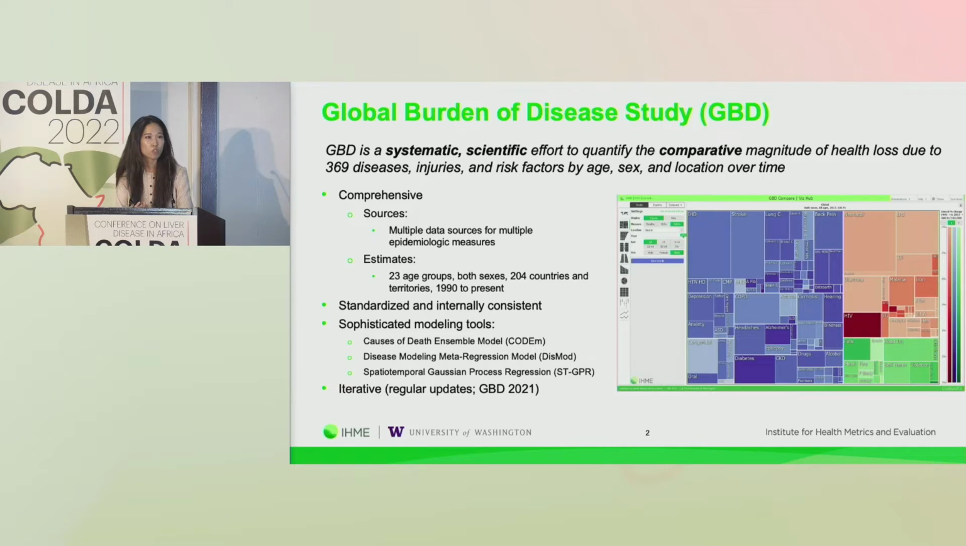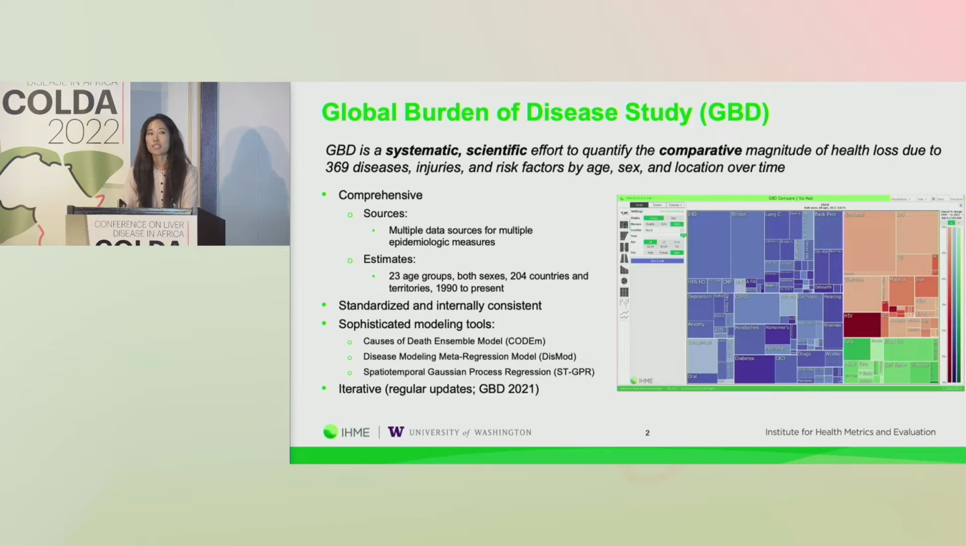In GBD, we strive to use all available data out there, whether that is data from the published literature, cancer registry data, vital registration data, or verbal autopsy data. We try to apply a standardized method to all of these data sources of different epidemiologic measures to produce internally consistent mortality and morbidity estimates in 204 countries and territories from 1990 to present.